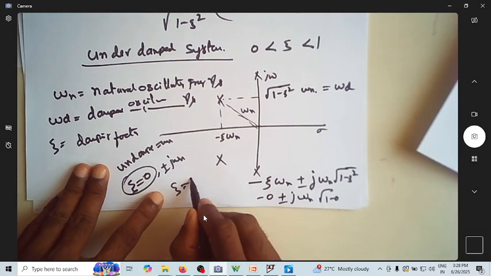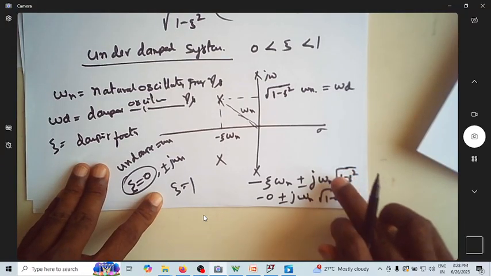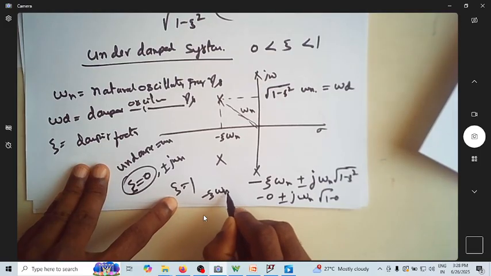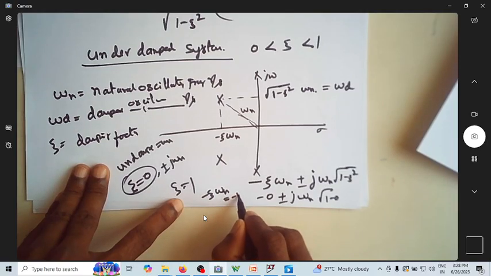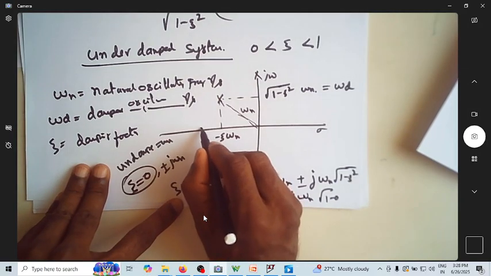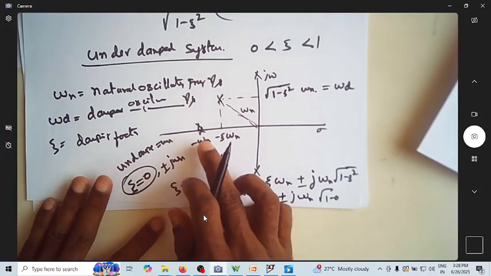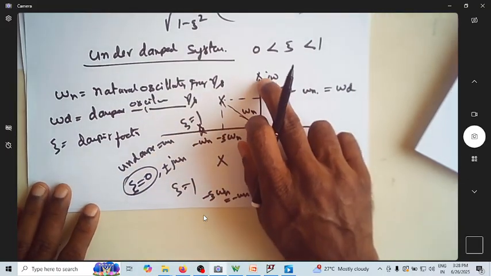If zeta is equal to 1, then this becomes 0. When this becomes 0, you have minus zeta omega n, and if zeta is 1, then it is minus omega n. So you have repeating poles at minus omega n. That is when the value of zeta is equal to 1. This is when zeta is equal to 0.